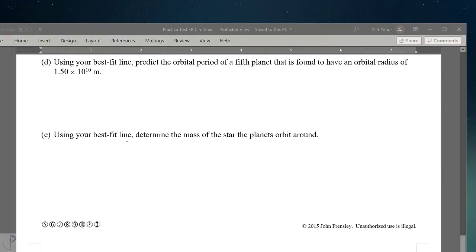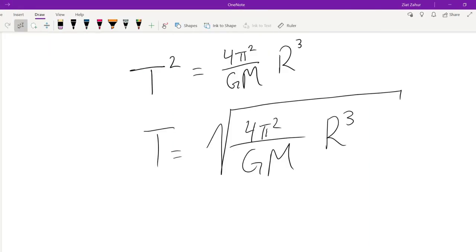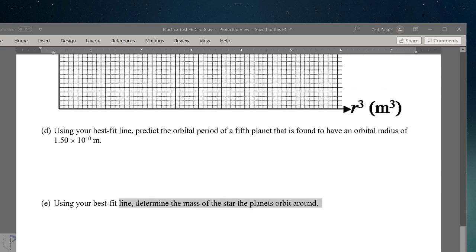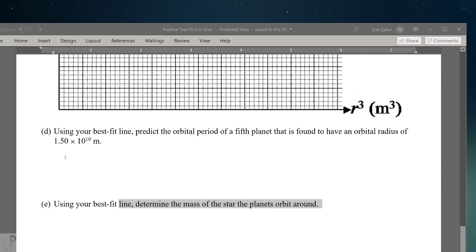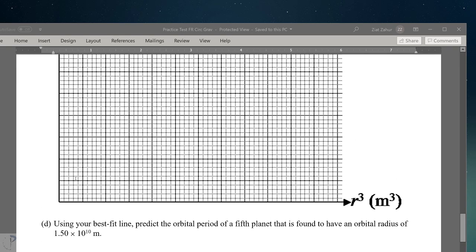Using your best fit line, determine the mass of the star the planet orbits around. Wait a minute. I misspoke. If I go back, we're supposed to use the best fit line to predict it, not the equation. Sorry. So in part D, you're supposed to use the best fit line, because we don't know what capital M is.